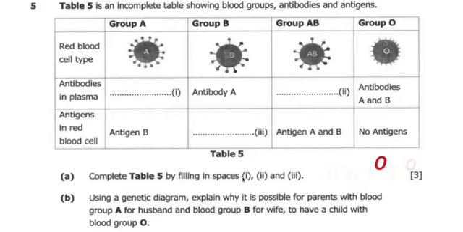Now, for these parents to have a child with blood group O, the husband is going to have blood group A, heterozygous dominant, that is AO. Then the wife is going to have blood group B, heterozygous dominant, that is BO. So the first thing that you need to have here is the parental phenotype. We are going to start with the husband, then the wife.